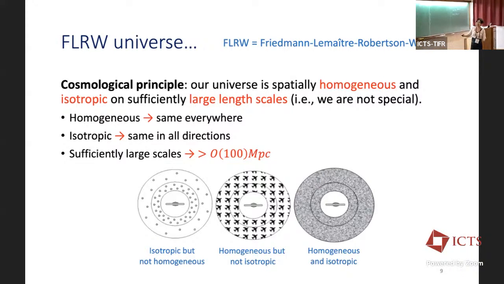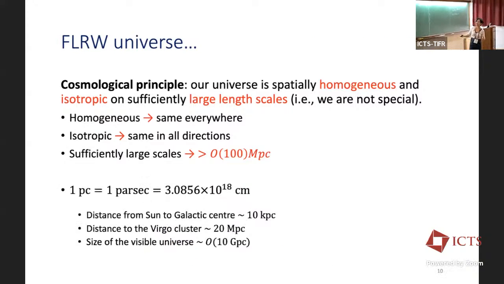Now, you're probably not familiar with the megaparsec. 1 parsec is about 10^18 centimeters, which is probably still kind of hard to imagine. But let me tell you that the distance from the sun to the galactic center is 10 kiloparsec, whereas the distance from the Milky Way to the Virgo cluster is about 20 megaparsec. So when we're doing cosmology, we're really looking at length scales that are much larger than the local group, local universe rather.